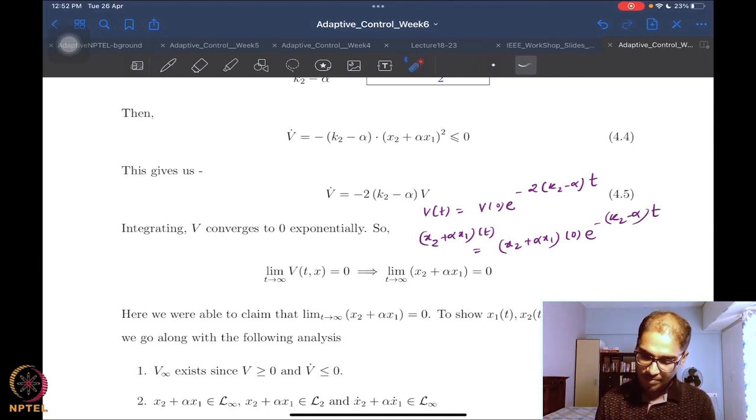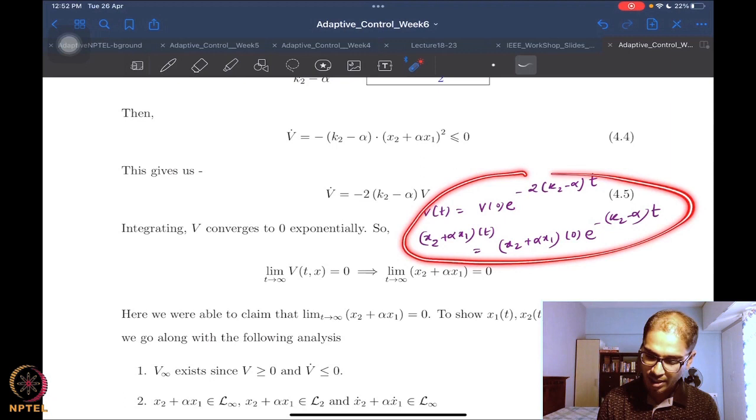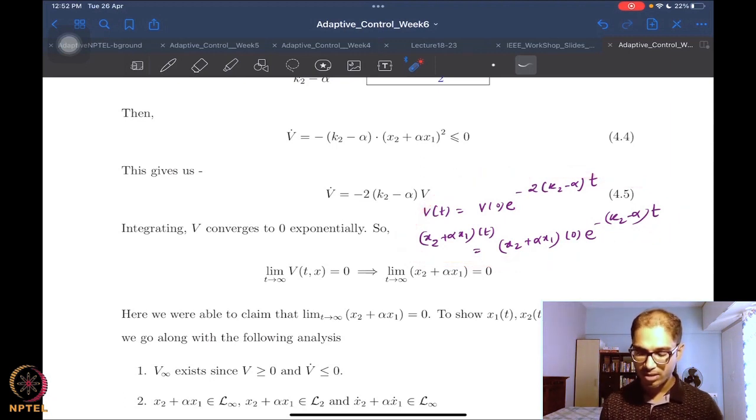So two things happen. One is that v is actually half squared of this, and v0 is half squared of this. So the halves cancel out, and then I take a square root. Therefore, the 2 goes away here. So that is essentially the exponential decay of v, and therefore the exponential decay of x2 plus alpha x1. And of course, alpha is also a positive quantity. So this is what we have.